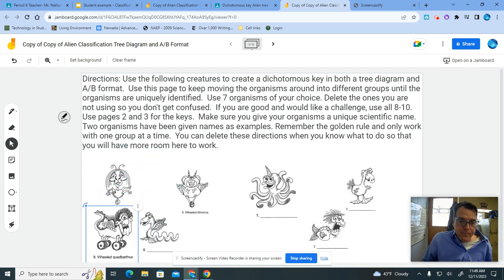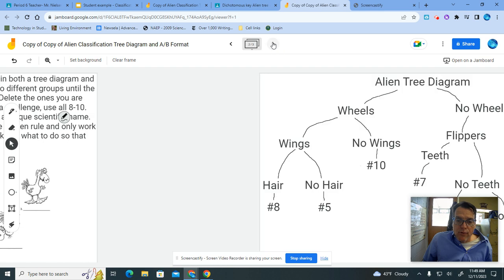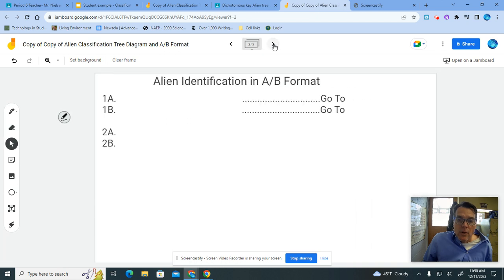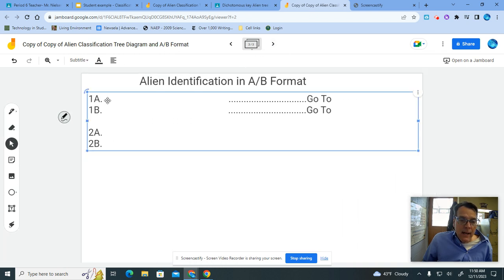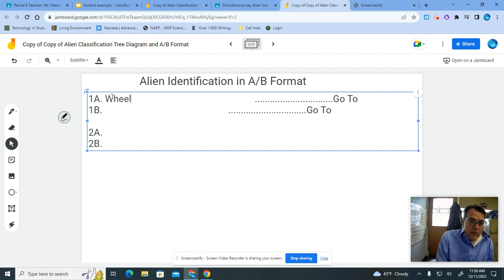So there are 7 of them. And so we put them into a tree diagram first. Now we're going to make the AB format. So the first characteristic is wheels and no wheels. So you go to your screen and your AB format. I already made a text box and wrote some things in to make it go faster. But we have wheels and we have no wheels.